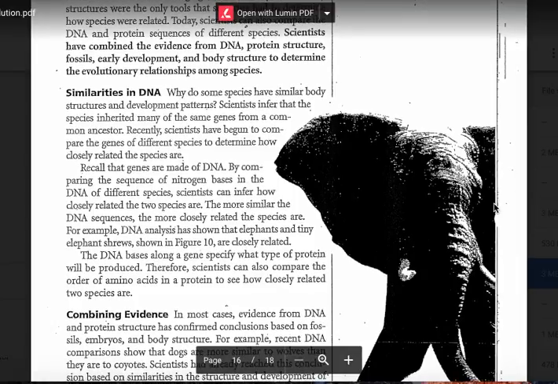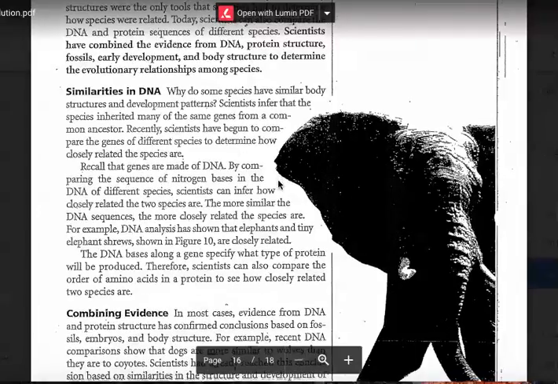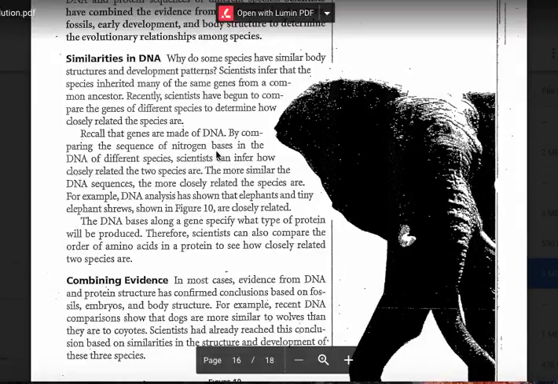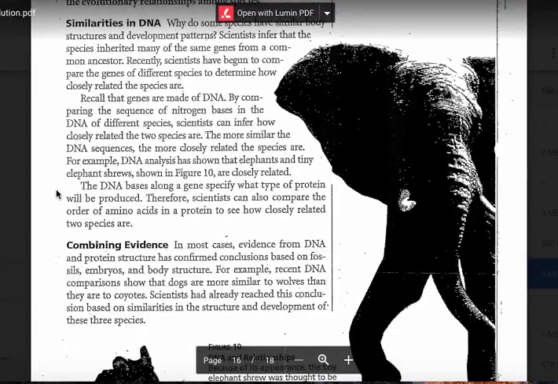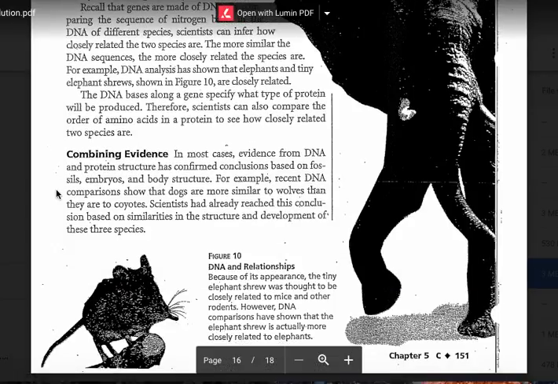Similarities in DNA. Why do some species have similar body structures and development patterns? Scientists infer that the species inherited many of the same genes from a common ancestor. Recently, scientists have begun to compare the genes of different species to determine how closely related the species are. Recall that genes are made of DNA. By comparing the sequence of nitrogen bases, the base pairs, in DNA of different species, scientists can infer how closely related the two species are. The more similar the DNA sequence is, the more closely related the species are. For example, DNA analysis has shown that elephants and tiny elephant shrews are closely related. This little guy and this are closely related. It's crazy.